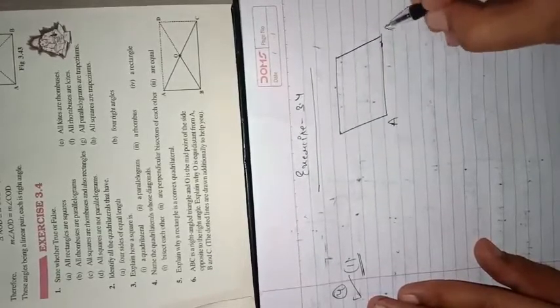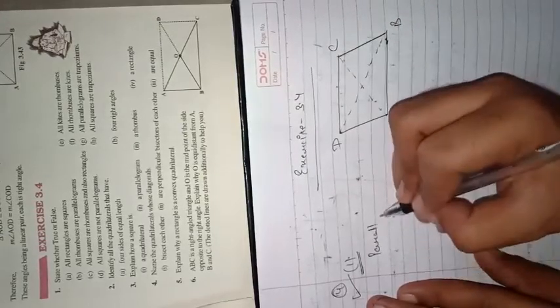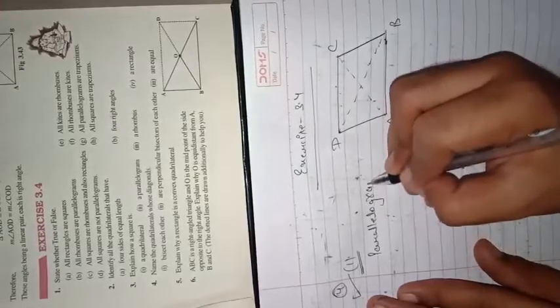So students, the diagonals are bisecting, and that holds in which kind of quadrilateral? That holds in a parallelogram. In a parallelogram, the diagonals bisect each other. You already know this property, you have studied. The quadrilateral in which the diagonals bisect each other is a parallelogram. So the first answer will be parallelogram.